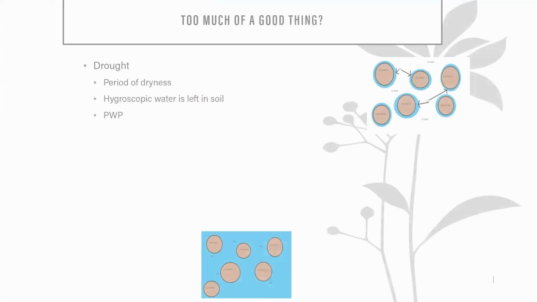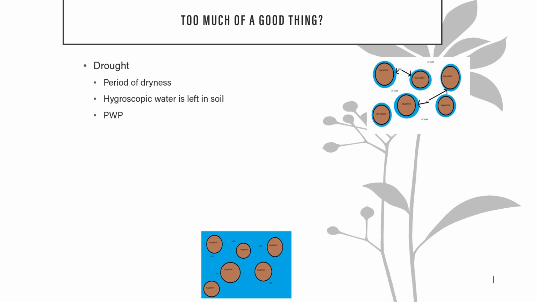So a term I'd never heard until the drought of 2012 is hygroscopic water. So even whenever that soil looks to be completely dry, the clay particles, the silt particles that are in our soil still have some water around them, but they're held so tightly that the plant roots cannot take that from there. And so that's called hygroscopic water.